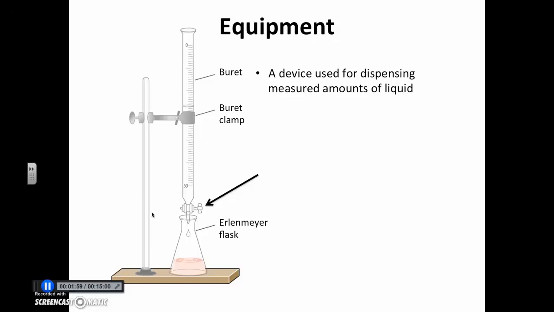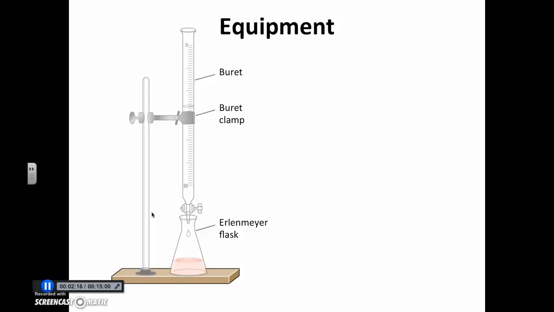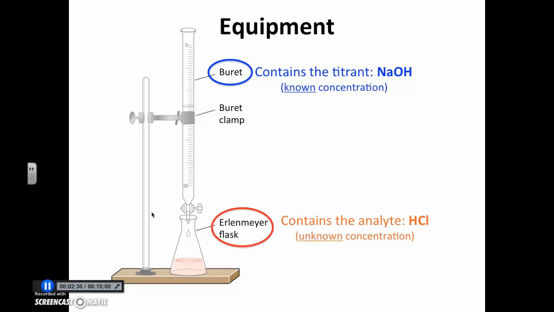Down below here, we have an Erlenmeyer flask, and I'm sure you all know at this point what an Erlenmeyer flask is, but why is it important in titrations? Well, it's a good choice because you can swirl it and mix your solution without splashing. Okay, so the burette, this is important. The burette contains the titrant, which is always the solution of known concentration. And in our example, this is sodium hydroxide. In contrast, the Erlenmeyer flask always contains the analyte, the solution of unknown concentration. And again, in our example, this is hydrochloric acid.